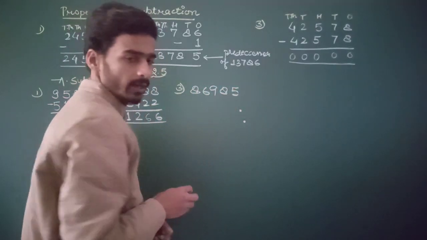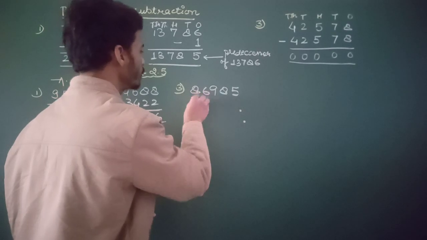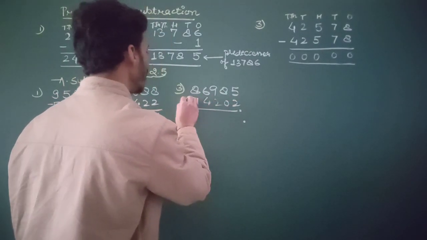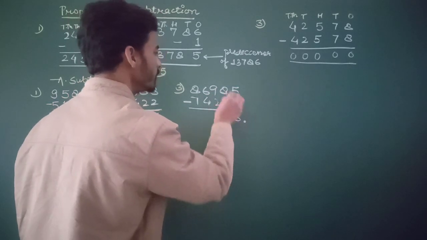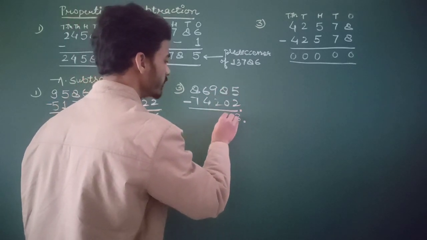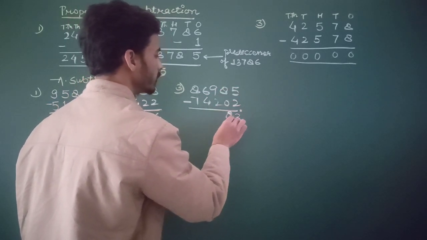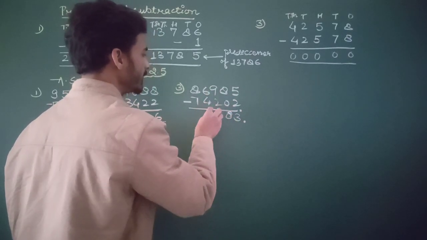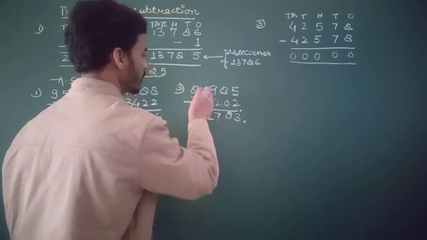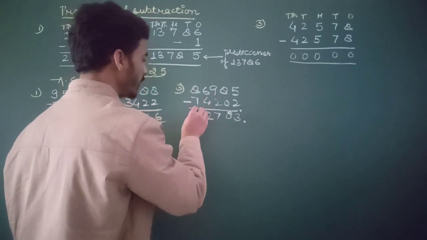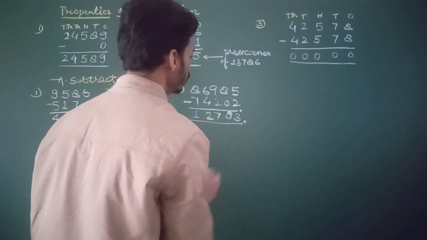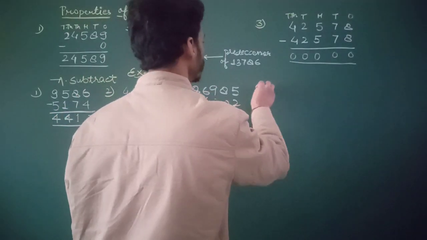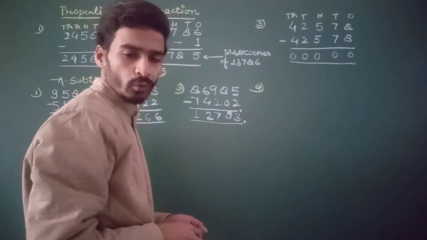86,985 minus 74,202. 5 ones minus 2 ones, that is 3 ones, and 8 tens minus 0 tens, that is 8 tens, and 900 minus 200, that is 700, and 6,000 minus 4,000, that is 2,000, and 8 ten-thousands minus 7 ten-thousands, that is 1 ten-thousand. So the answer is 12,783.